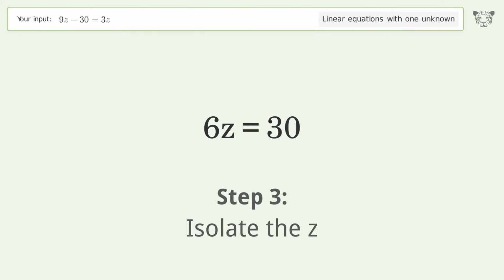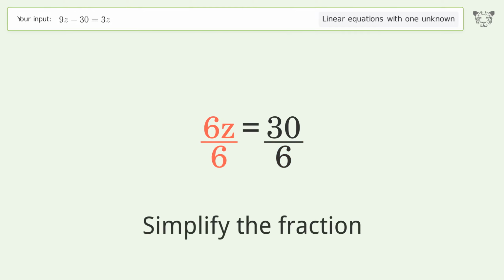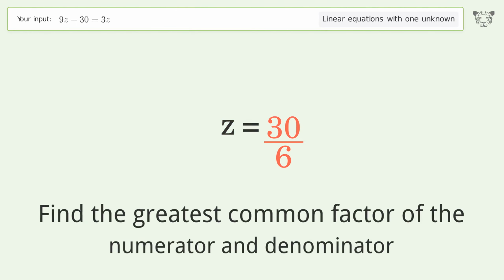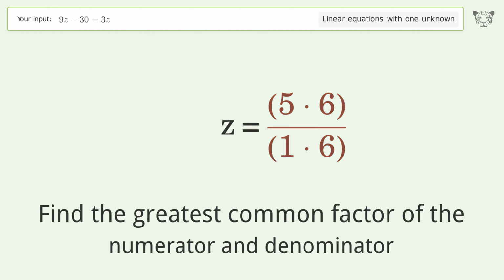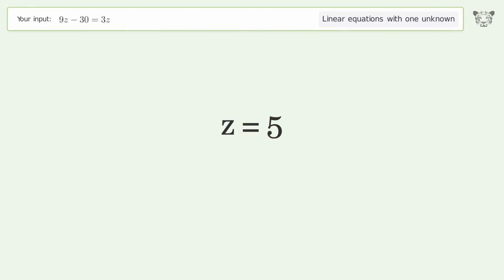Isolate the z. Divide both sides by 6. Simplify the fraction. Find the greatest common factor of the numerator and denominator. Factor out and cancel the greatest common factor. And so the final result is z equals 5.